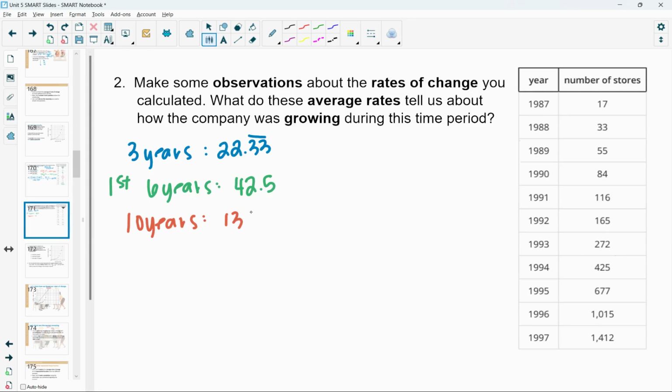139.5. Whoops, I changed these colors on accident. Okay, so 139.5. So the average rate of change of the first 6 years, right? So in these first 6 years versus the first 3 years, that almost doubled.